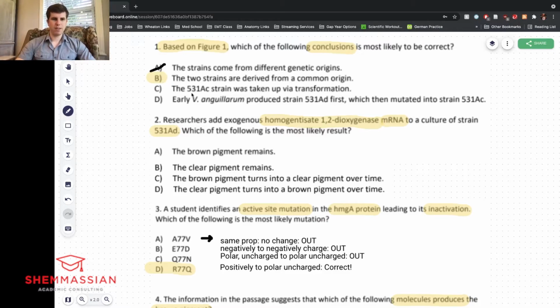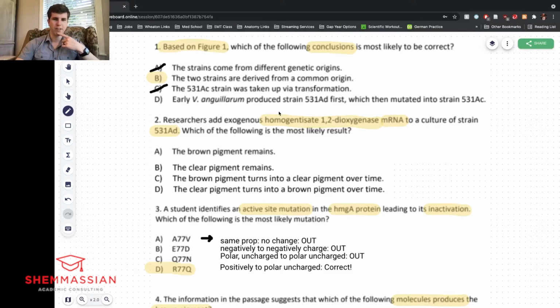C, the 531AC strain was taken up via transformation. I don't think figure 1 was saying when the strain was taken up. That's not based on figure 1. It could be a true statement, but it wouldn't be answering the question that's being asked. They're asking about the conclusion from figure 1, so I'm going to rule out C there. And then D, early V. angularum produced strain 531AD first, which then mutated into strain 531AC. Well, that's possible, but that's not what figure 1's talking about.